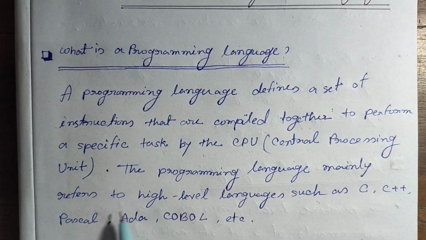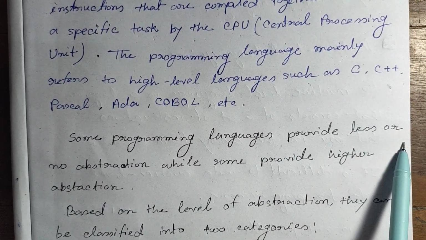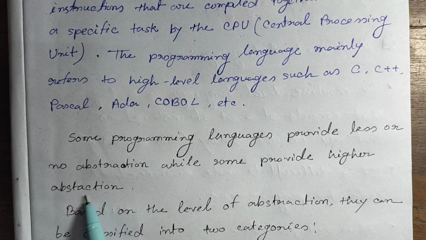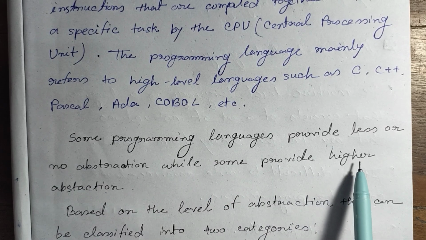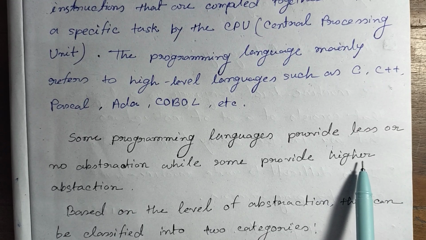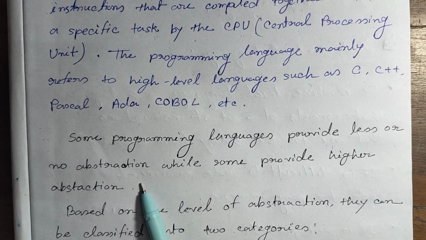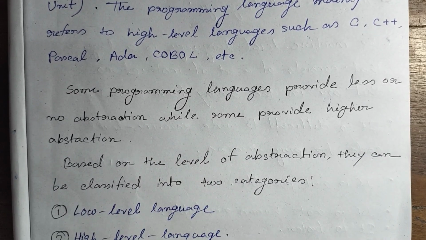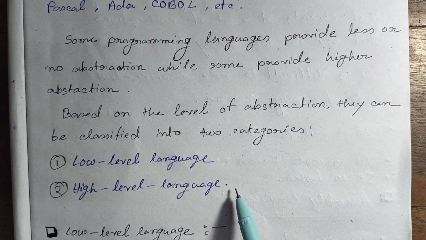The programming language mainly refers to the high level languages such as C, C++, Pascal, Java, Python, etc. Some programming languages provide less or no abstraction while some provide higher abstraction. What is the meaning of abstraction? Abstraction means hiding the unnecessary things from the human. Unnecessary things means computer architecture things, system things. These are unnecessary details. So some languages have less abstraction and some have higher abstraction. Based on the level of abstraction, they can be classified into two categories: low level languages and high level languages.